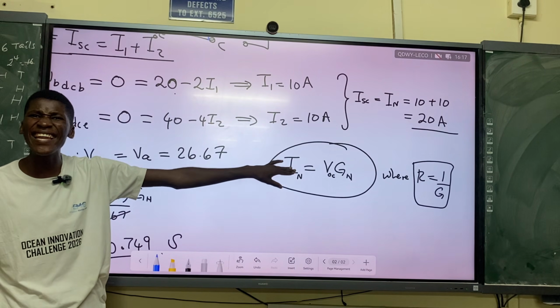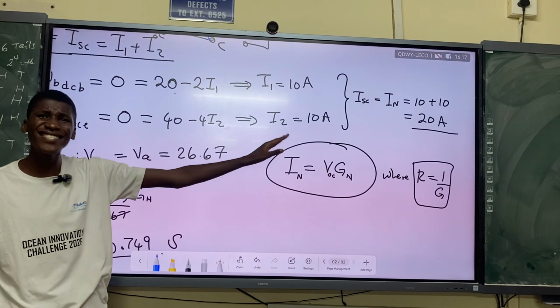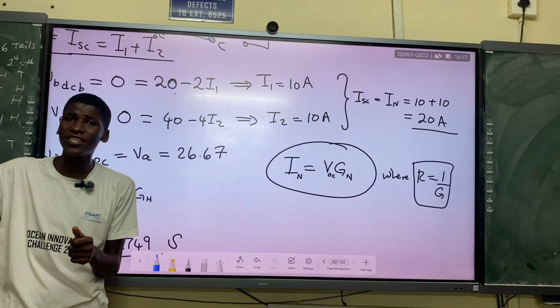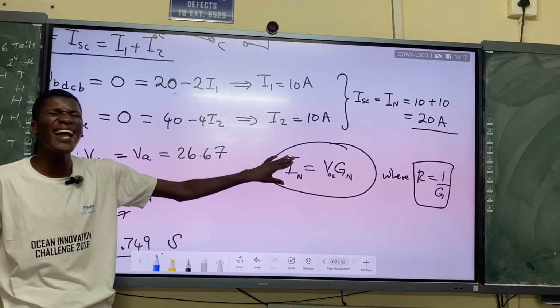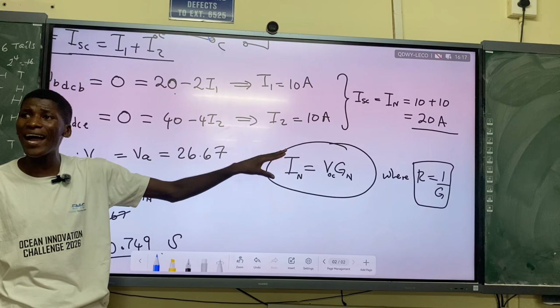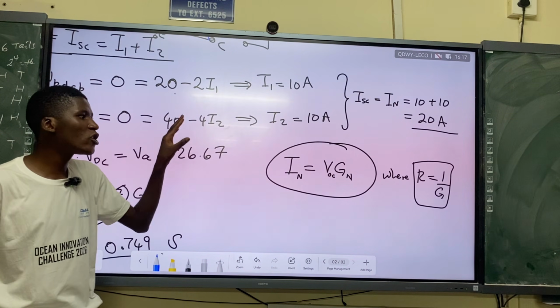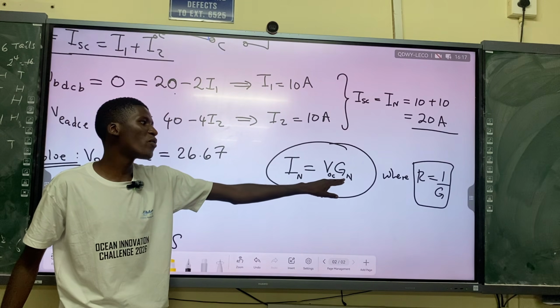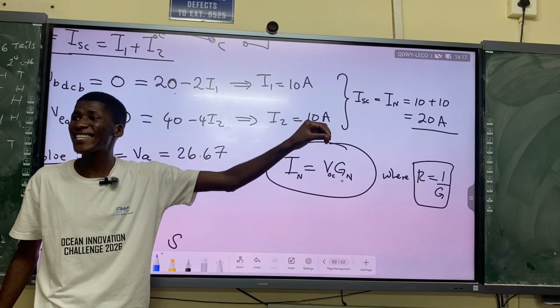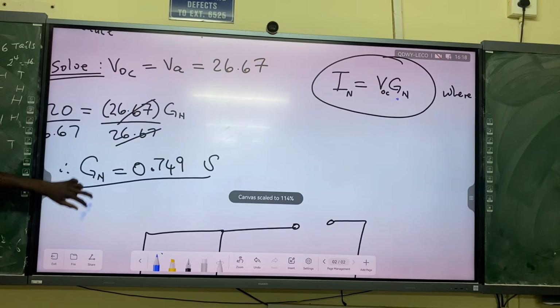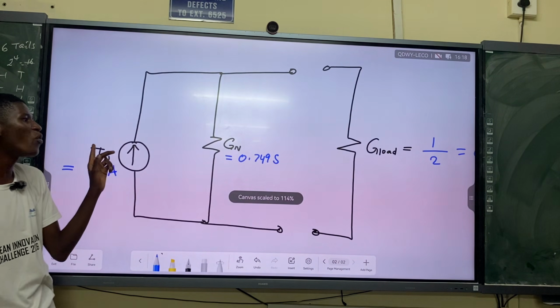So what is IN equal to? ISC. So if you can calculate ISC here from Thevenin's theorem, from Norton's theorem, IN is the same thing as ISC. Now, using Ohm's law, you want to find the Norton's conductance. Because for our Norton's equivalence, we need IN and GN.